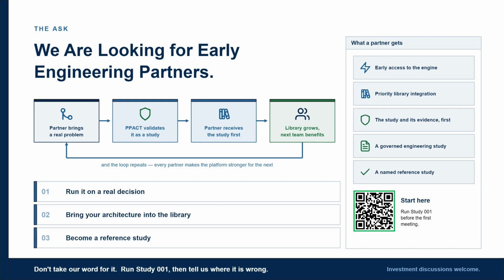If you would like to explore the platform, Study 001 is a good place to begin. We invite you to try PPACT Studio, examine the results, and share your engineering perspective with us. Each piece of feedback can help us improve the platform and strengthen its engineering foundation as we move toward version 1.0. Thank you for your time and interest in PPACT Studio.